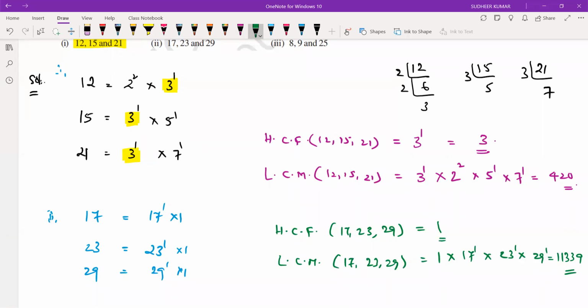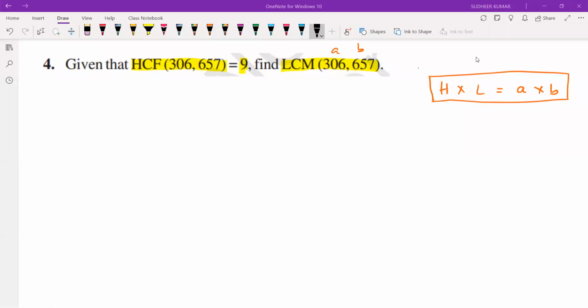The third one is homework. You can complete it. Is it clear? Now HCF is given and two numbers are given, and we have to find the other. HCF of 306 and 657 is 9. So take A as 306 and B as 657.